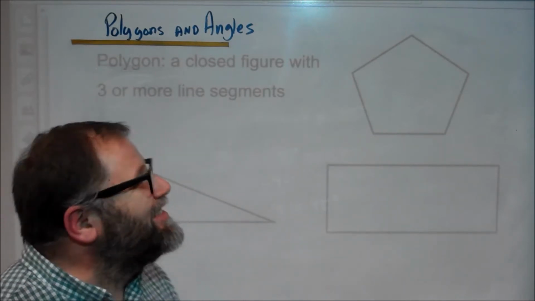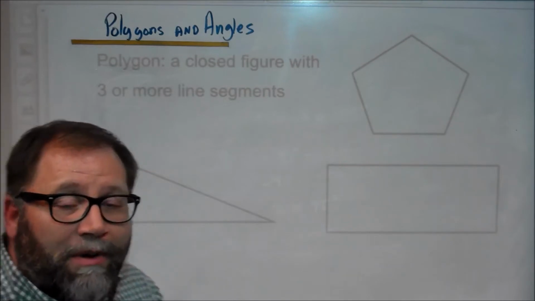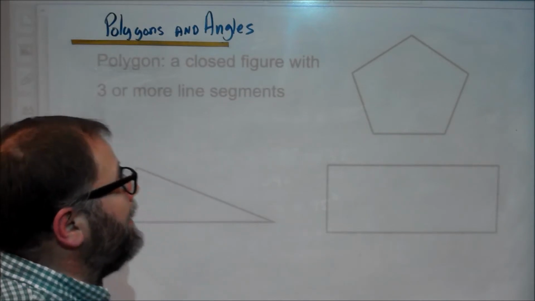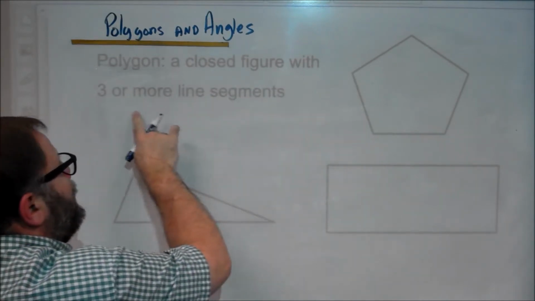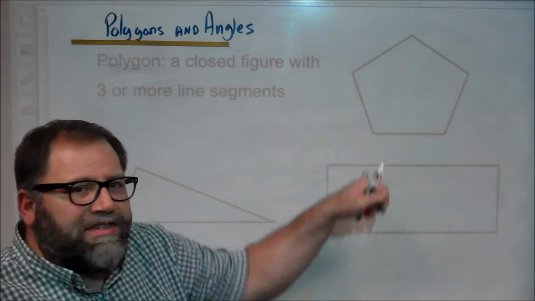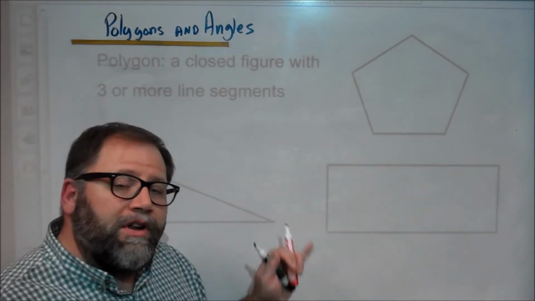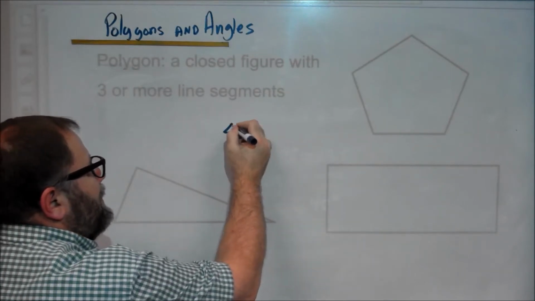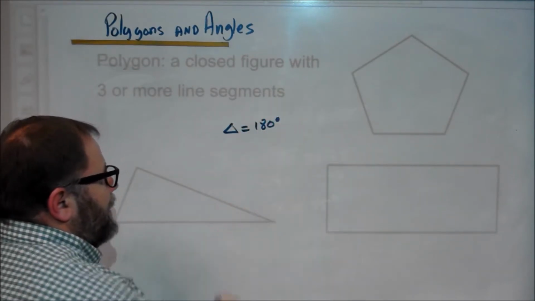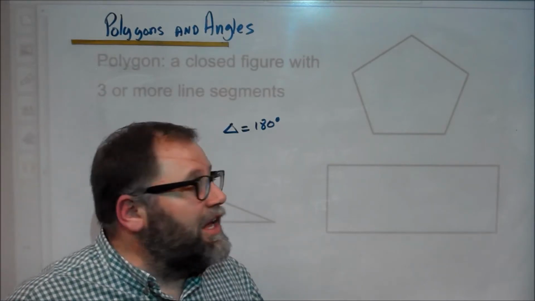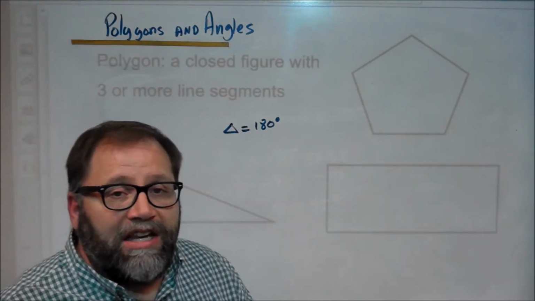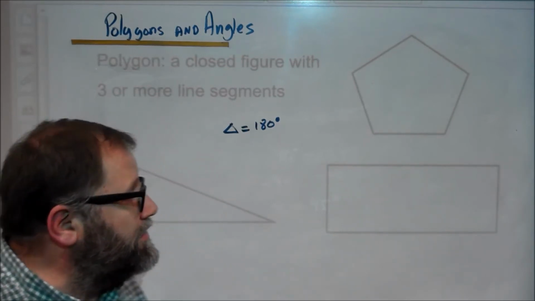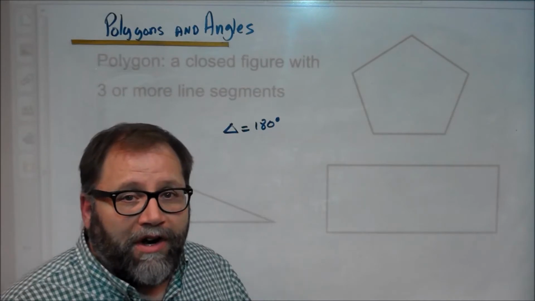Polygons and angles. We're going to talk about the angles that are inside polygons. And polygons, if you don't remember, are closed figures with 3 or more line segments. That's these. We know that the sum of the angles of a triangle equals 180 degrees. And because that's the case, if we can divide polygons into as many triangles as we can make without crossing the lines, we can determine how many degrees are in the angles of that polygon.